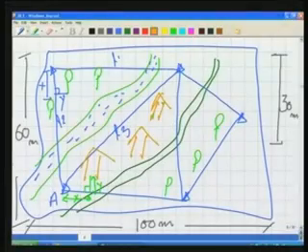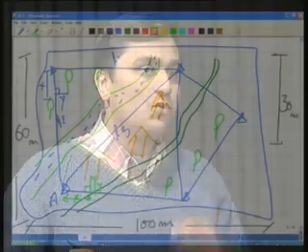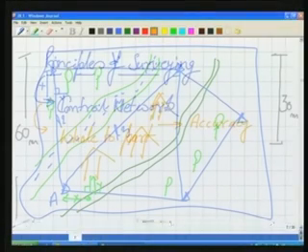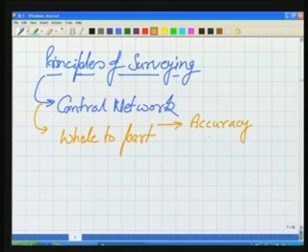While if I start doing the mapping from part to whole, what is the meaning? I measure the distance between these two trees, then between these two trees, then the distance from here to the river, from here to the river. You know what I am doing? Any little error which I introduce in measuring this distance will be accumulated in all the measurements which I follow later on. Okay? So in working from whole to part, we maintain the accuracy. We restrict our survey within certain accuracy. So this is a very important thing.